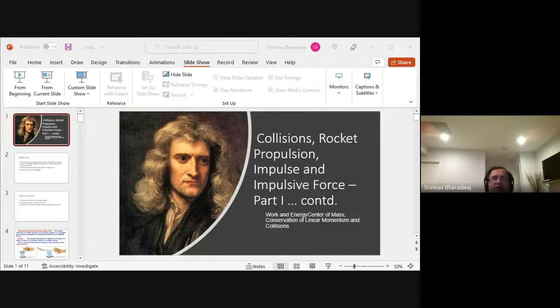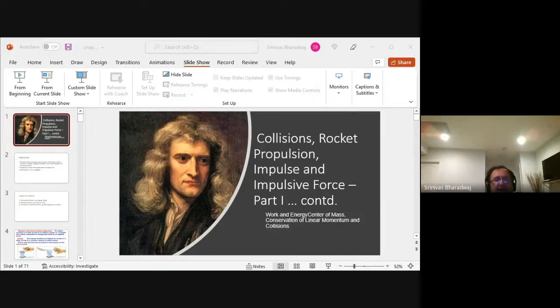V1 and V2 are the final velocities. U1 and U2 are the initial velocities. V1 minus V2 divided by U1 minus U2 will give you E, which is called the coefficient of restitution, or coefficient of resilience. For a perfectly elastic collision, E equals 1.